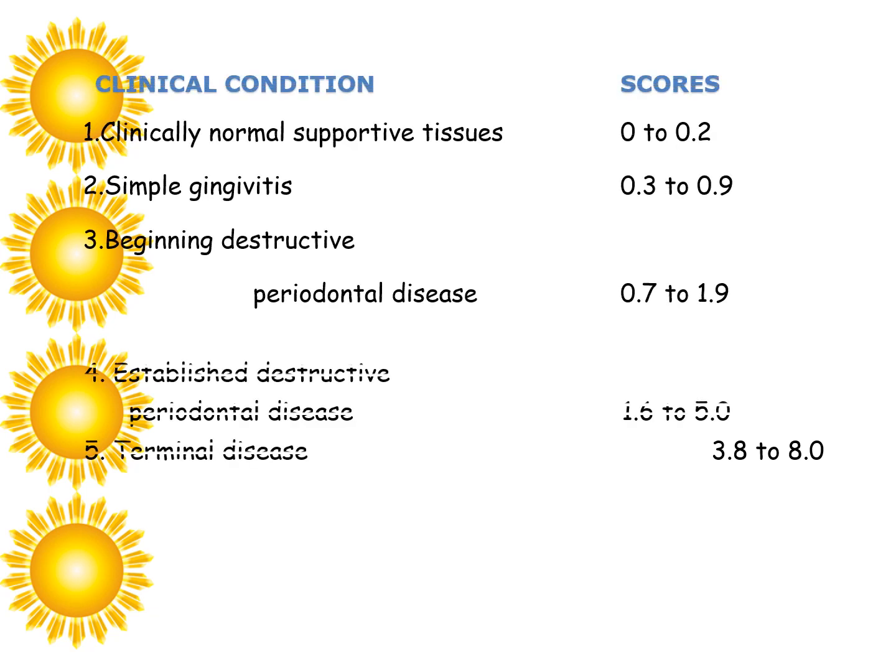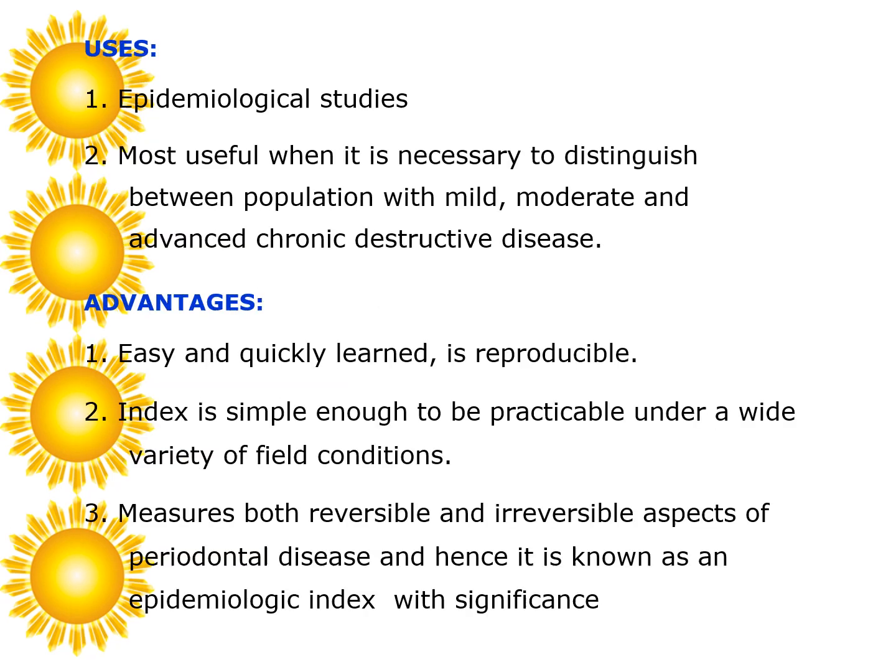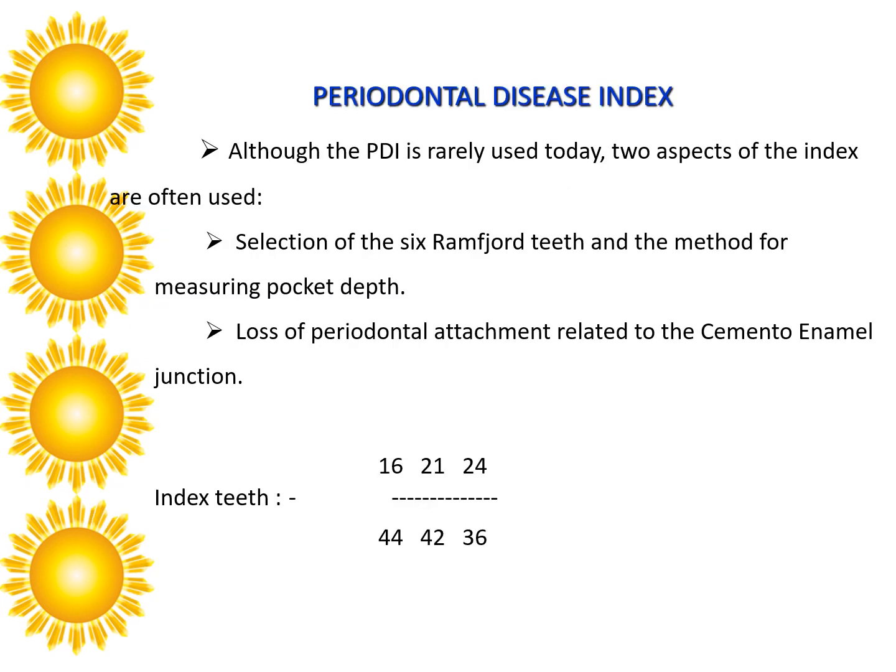And here I have given you the clinical conditions and scores. And these are all the uses and advantages of periodontal indices. How about the periodontal disease index? Here, two aspects of the disease are often used: the selection of the 6 Ramfjord teeth, and the method for measuring pocket depth and loss of periodontal attachment related to the cemento-enamel junction.